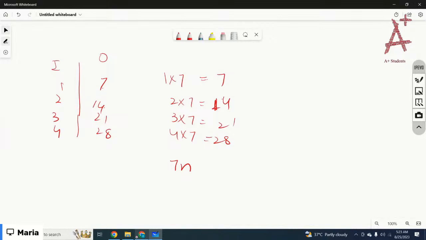You have to write down the next four: 5, 7 times 5 is 35. 6, 7 times 6 is 42. 7 times 7 is 49. 8, 7 times 8 is 56, right? These are the next four values.